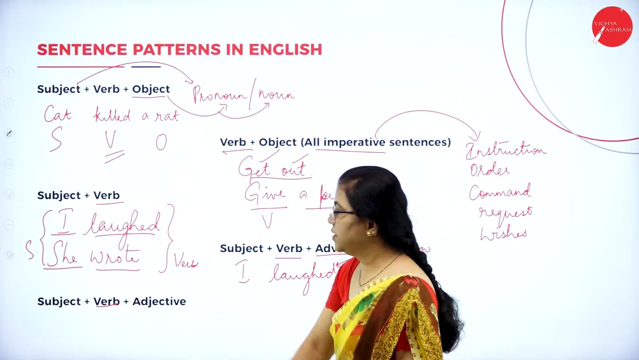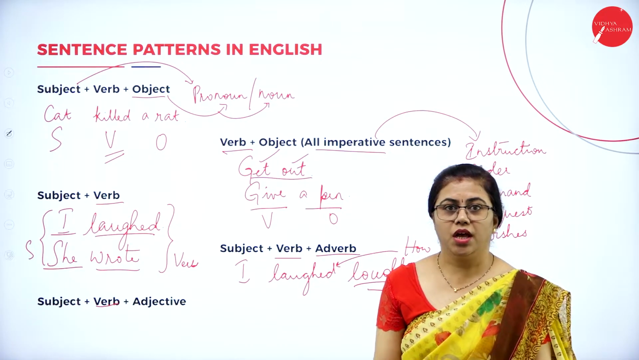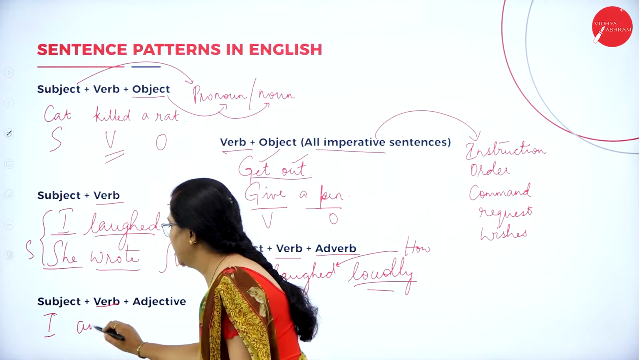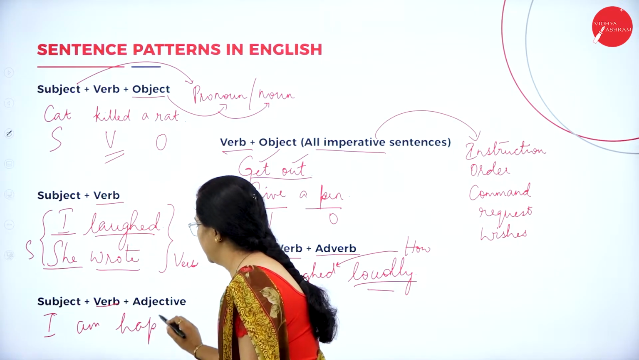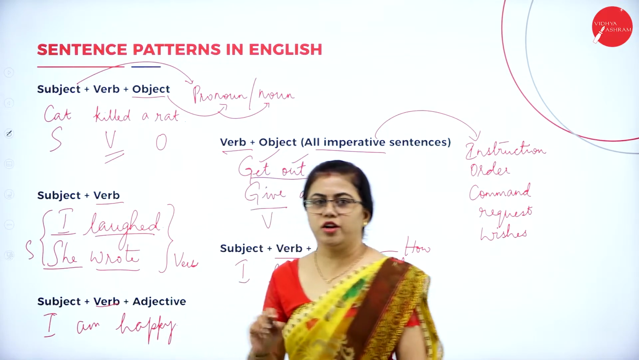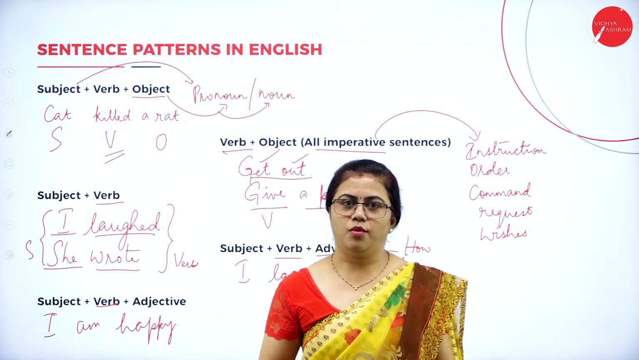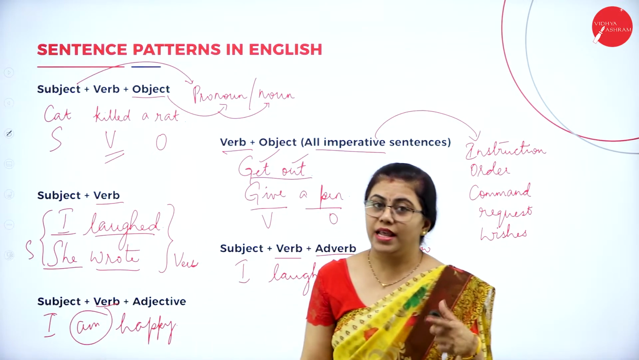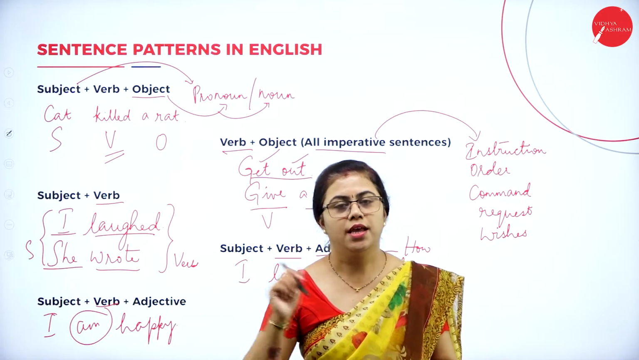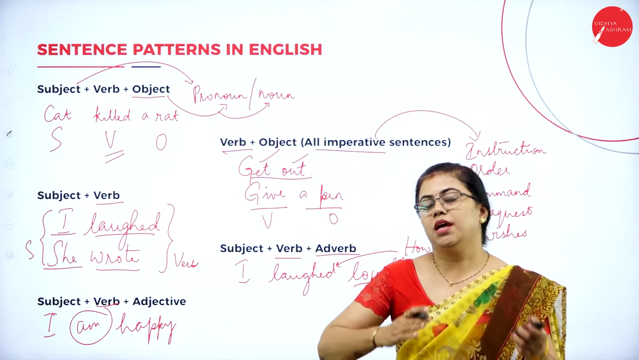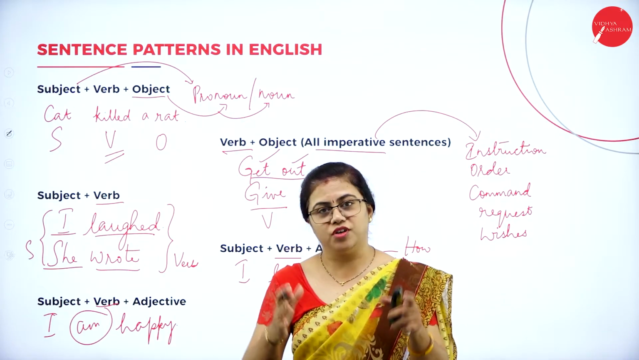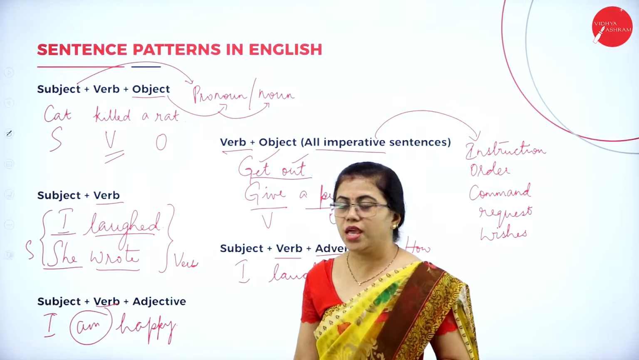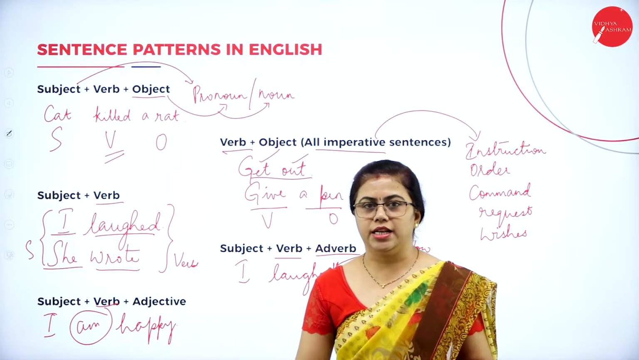So here you have subject, verb, and adjective sometimes. How do you say it? You can say, I am happy. What kind of person are you? I am happy. How are you? I am happy. Here the auxiliary verb, I mean the helping verb, is used as a main verb in the sentence. Sometimes main verbs may not be there, but a verb will be there. An auxiliary verb can be used as a main verb in the sentence. So this is another sentence pattern in English.